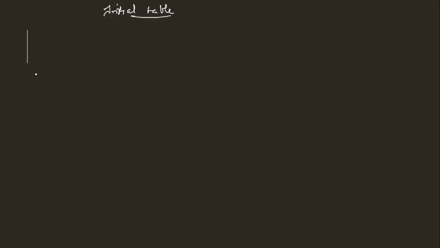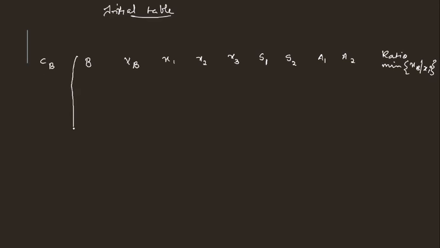Okay, so CV, B, XP, X1, X2. In this case there are three variables, X3, S1, other than the surplus and artificial variables, A1, A2, and a last column, the ratio or minimum of XP by Xi's. Now just draw a line.